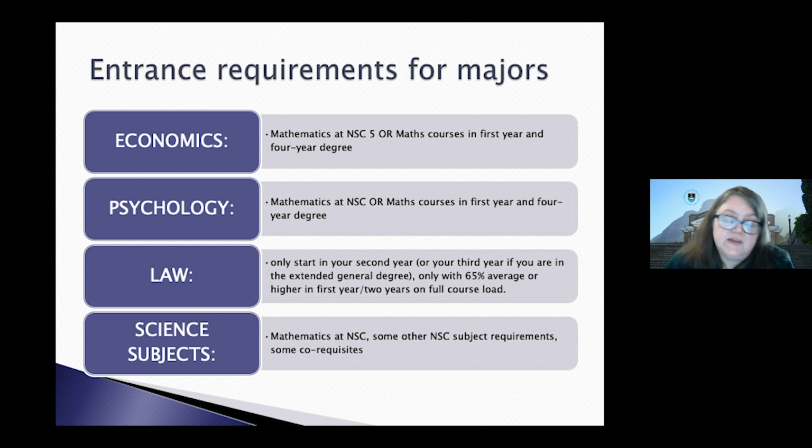The other one that requires mathematics is psychology. This only requires a pass, 50% or higher. And the nice thing about psychology is if you don't have mathematics NSC 4, which is 50% or higher, you can still start psychology in your first year, but you need to do the maths courses at the same time as your first year psychology. So economics will take you the extra year. You must do the maths courses first. If you pass them, you're allowed to start economics next year. If you are trying to do psychology and you don't have the maths, you start your psych in the first year and you do the maths at the same time. So it doesn't take you an extra year.